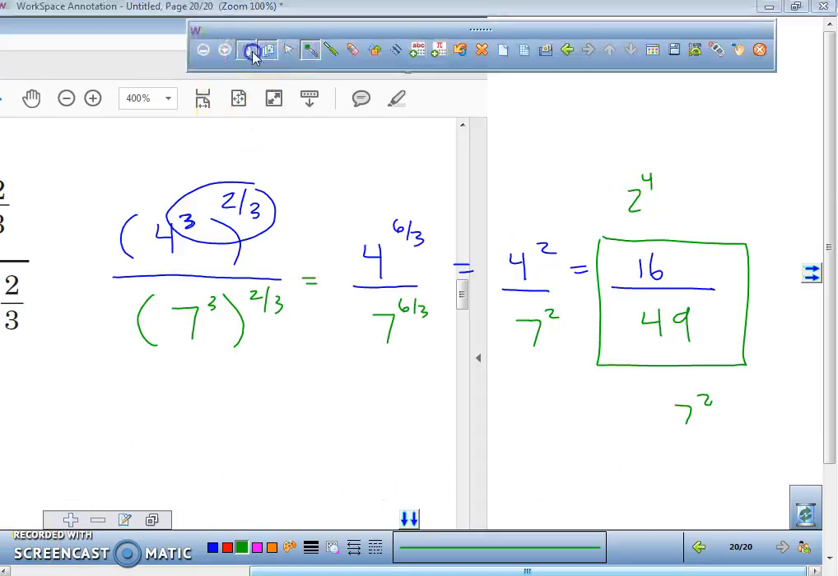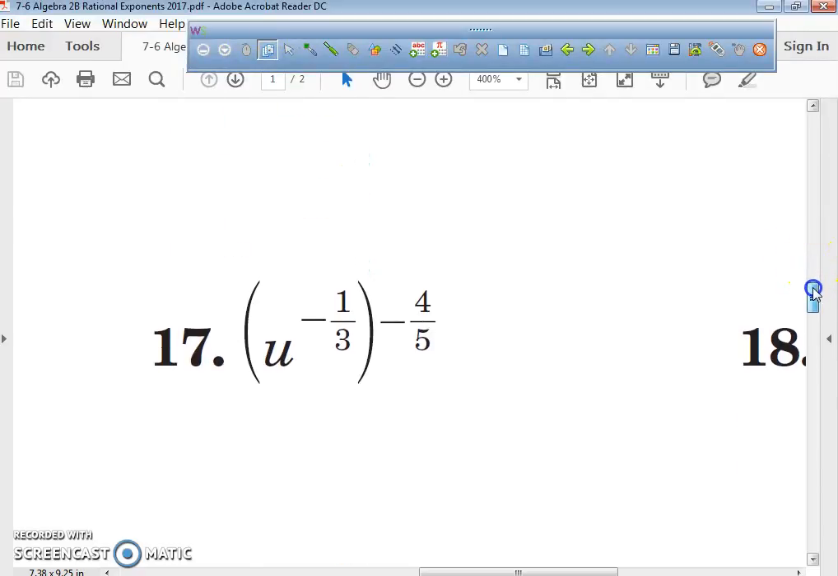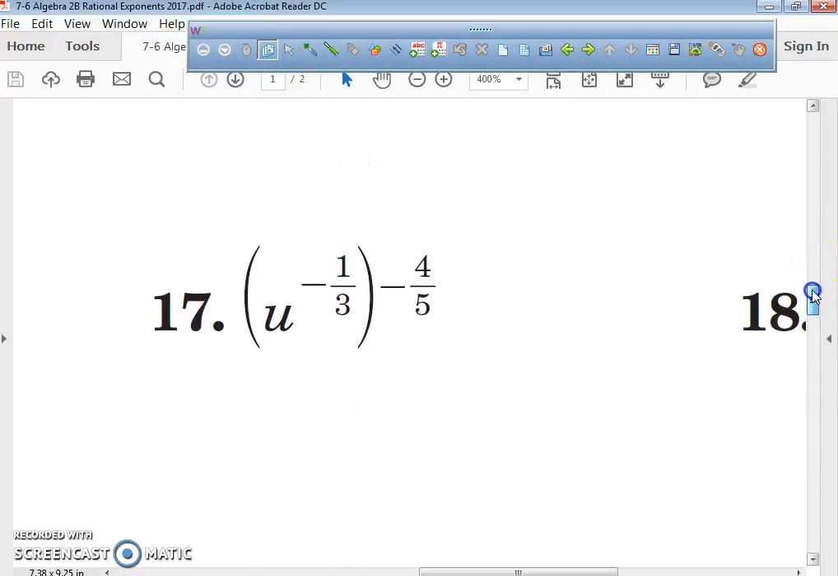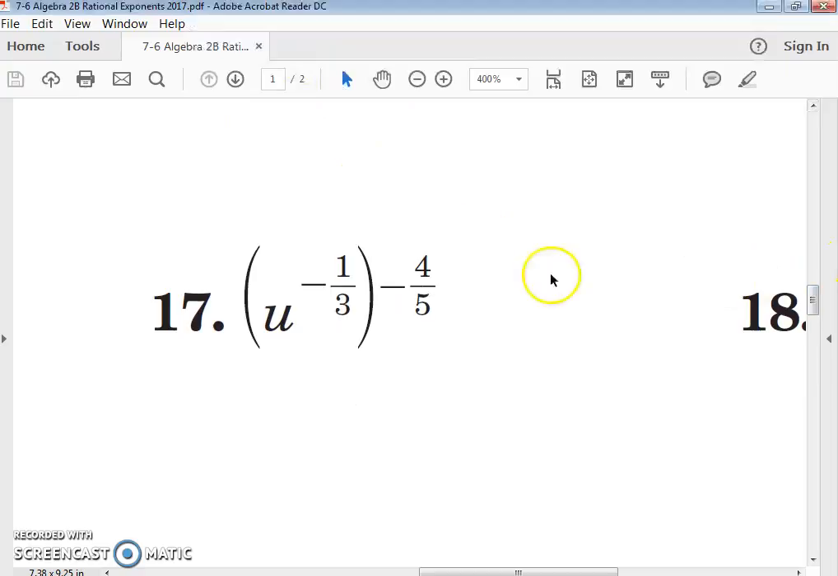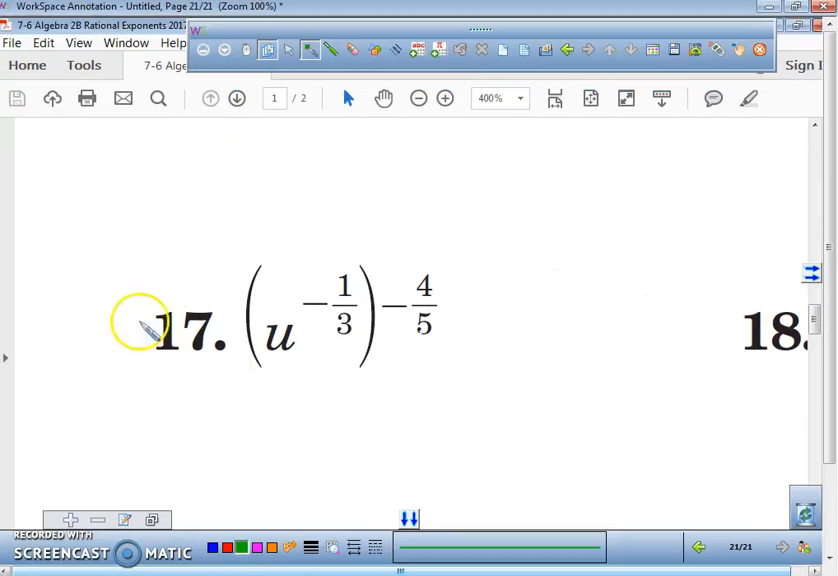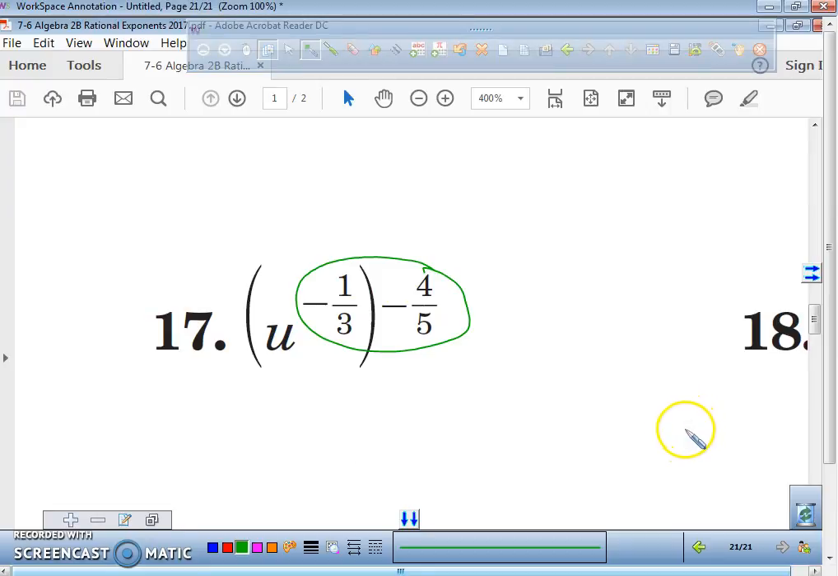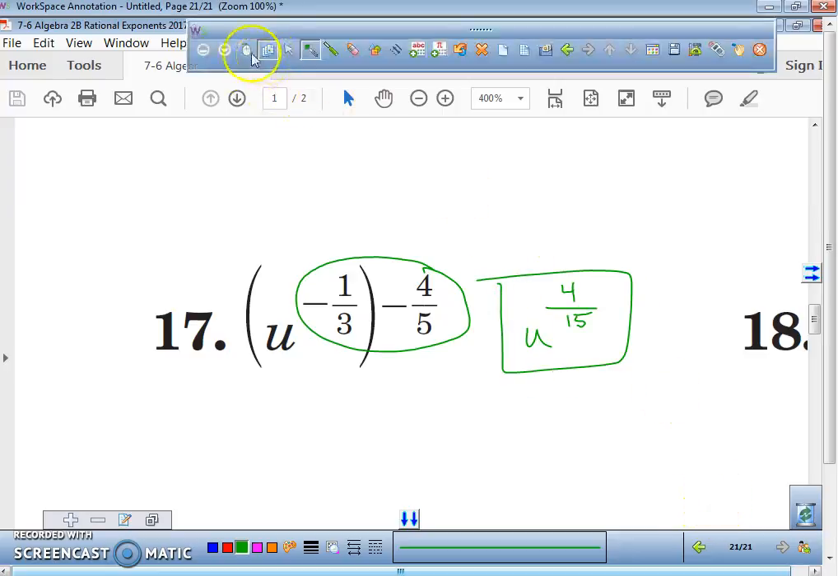All right, you can still do this without real numbers, like we're talking about. You can use variables. What kind of property is being dealt with right here? Multiplication, power of a power. So this is just u. What's a negative times a negative? Positive. What's 1 times 4? 4. What's 3 times 5? 15. You're done. Whoa, dude. It's not that hard.